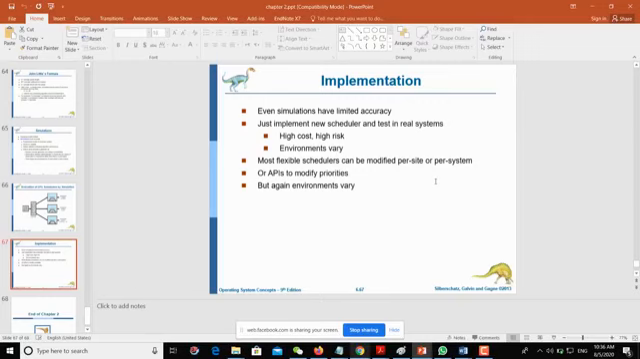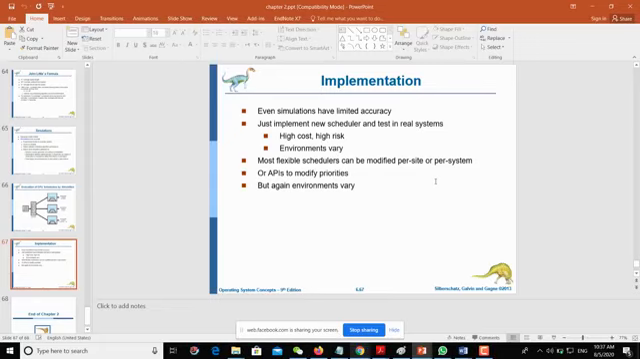We have the last point: APIs to modify priorities. APIs, application programming interfaces, may be used to modify the existing priorities of different algorithms to get some new, accurate algorithms. This is what you can do. But again, environments vary. You have to keep in mind the varying environments and be cautious in your experiments to get some success.